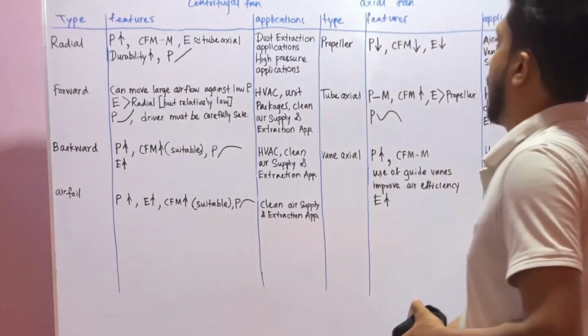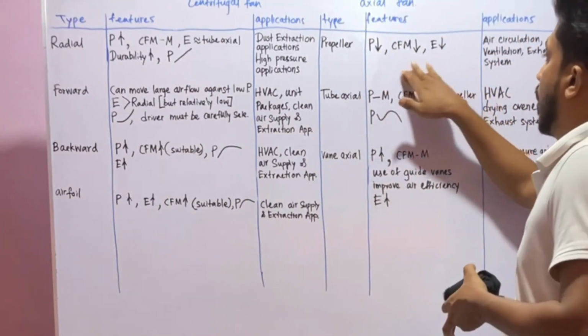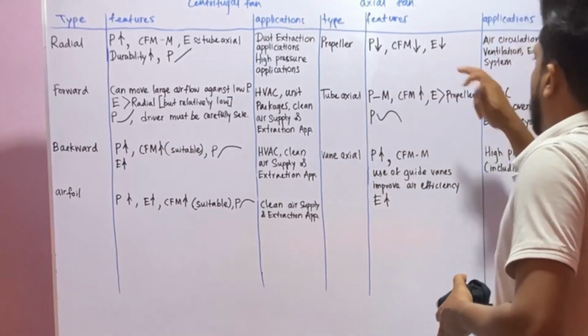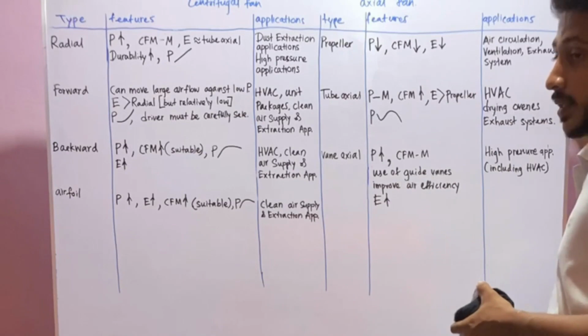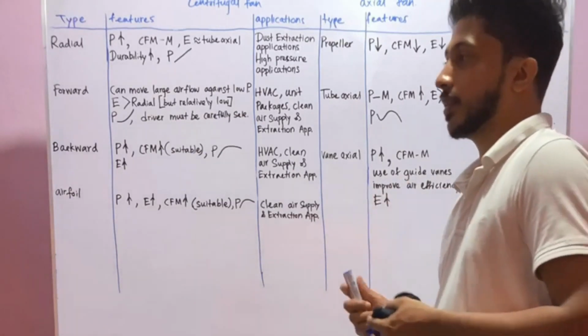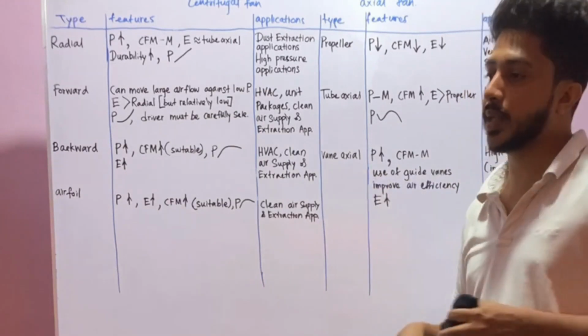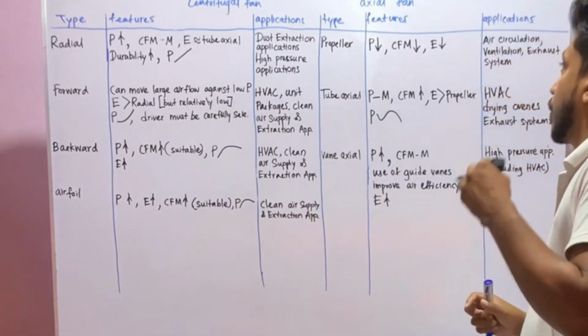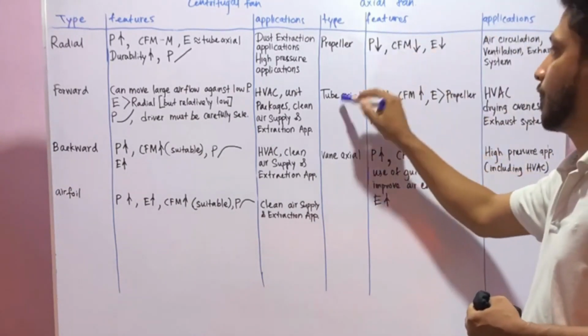Otherwise, dust accumulation can be a huge problem for these forward and backward types. When it comes to the axial fan, propeller: low pressure, low airflow, low velocity, low efficiency. What are the applications? Air circulation. Air circulation means, let's consider your room, you have a table fan and air is circulated through this fan. So for those applications, ventilation and exhaust systems, we can use propeller.